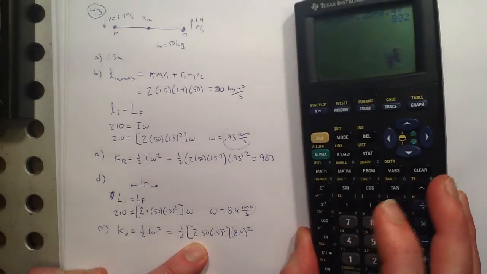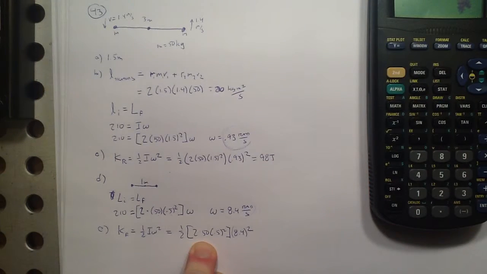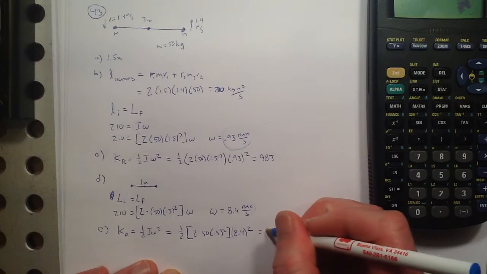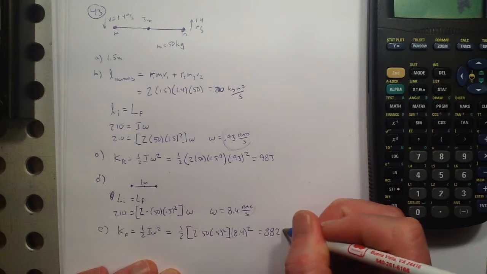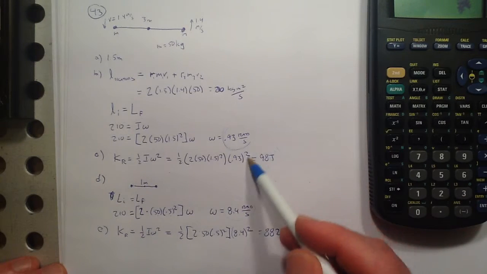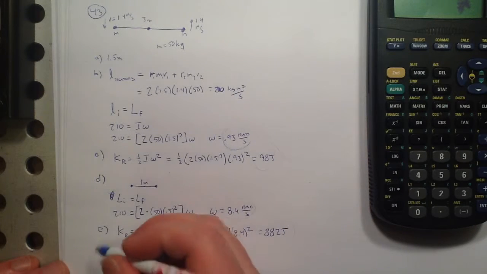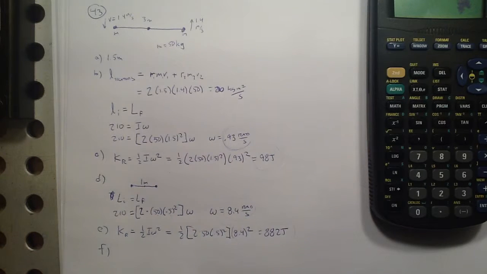That's 882 joules. So that's a big increase in energy. They went from 98 joules of rotational kinetic energy to 882 joules. And then the last part is, where the heck did all that extra energy come from?